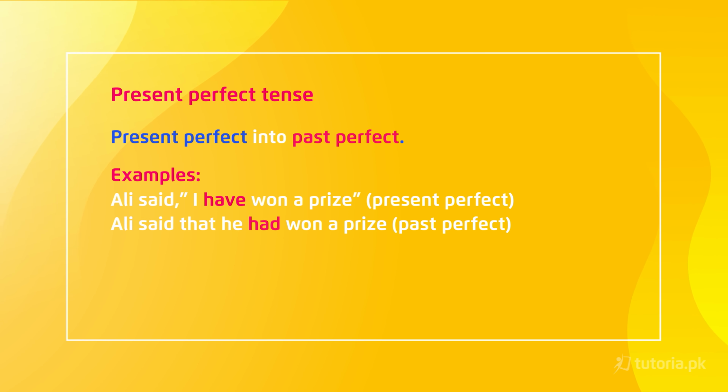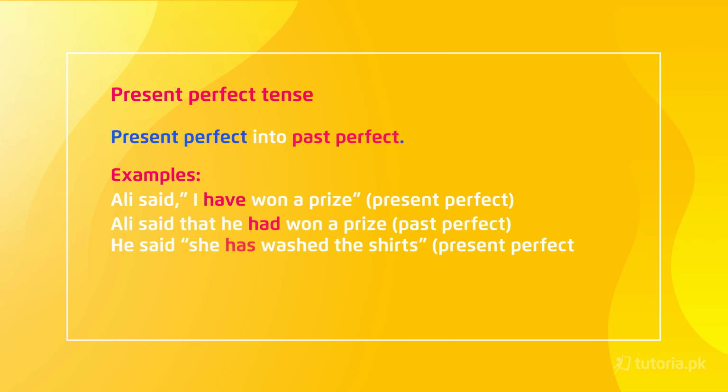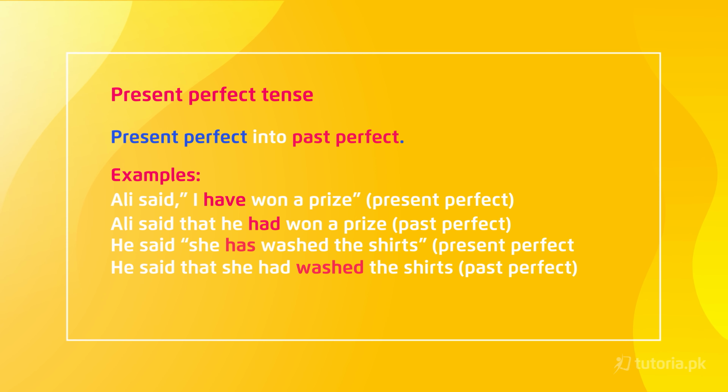And you are completely aware of the helping verbs of both of these tenses. In present perfect tense, we always use has and have. And in past perfect tense, we always use had. Taking another example, he said, "She has washed the shirts." Now this is in present perfect tense, and we have to change it into indirect speech using past perfect. He said that she had washed the shirts.